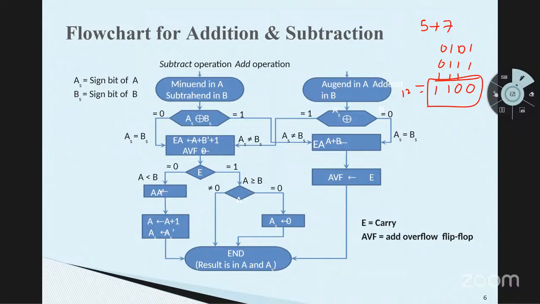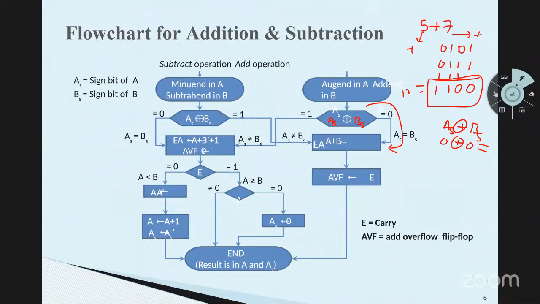Now, what is the sign of this number? Positive or negative? Positive. This one is positive. Now AS XOR with BS, that is A XOR with 0. What is the value? The first number is positive, the second number is also positive. Then we are performing AS XOR with BS. Is the result 0 or 1? 0. So this can move like this.